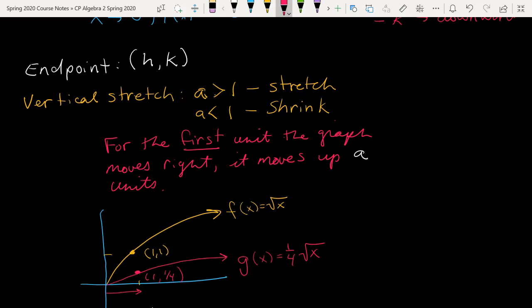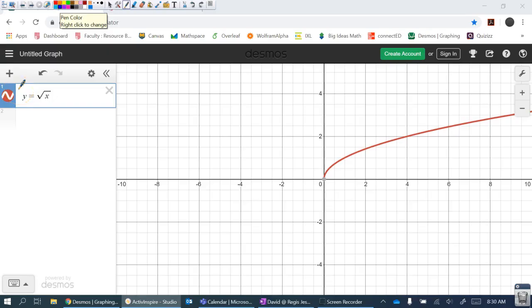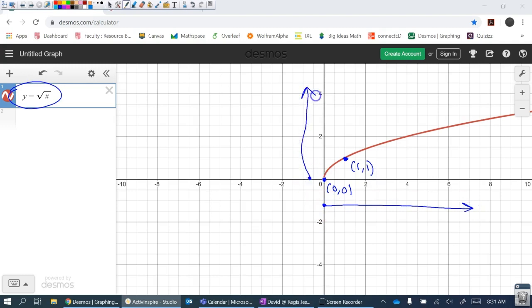Let's take a look at Desmos to see a few examples of how this actually operates. Looking at the parent function in Desmos, f of x equals the square root of x, we see just as we did before that the origin is on the graph, and so is that point 1, 1. The domain starts at 0 and heads to infinity. The range also starts at 0 and heads off to infinity. But let's look at what happens when we start to transform this a little bit.